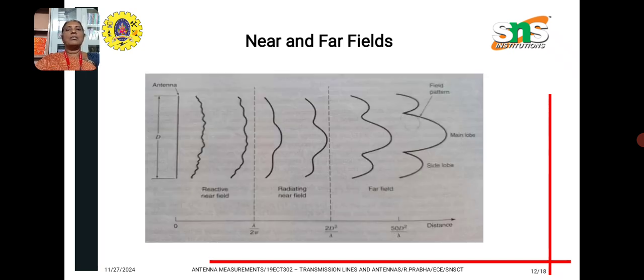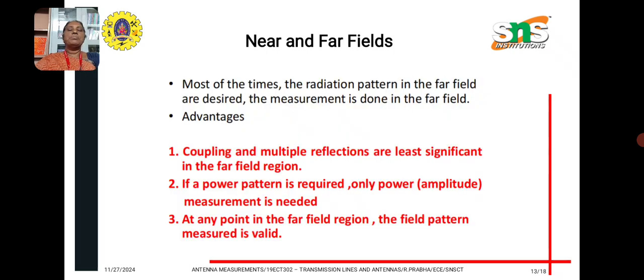And the diagram indicates how the radiation takes place and the distance measurement, and above 2D squared by lambda distance the far field region exists. Most of the time the radiation patterns in the far field are desired. The measurement is done in the far field, and there are many advantages in this far field measurement. One is that coupling and multiple reflections are least significant in the far field region. If a power pattern is required, only power measurement is needed, and at any point in the far field region the field pattern measurement is valid.